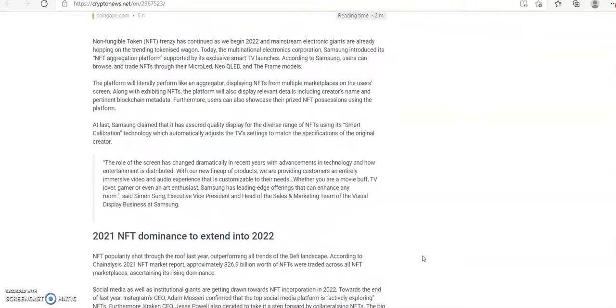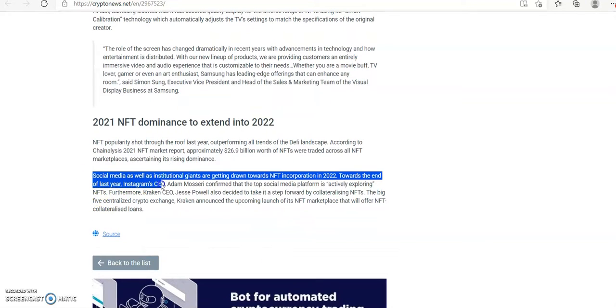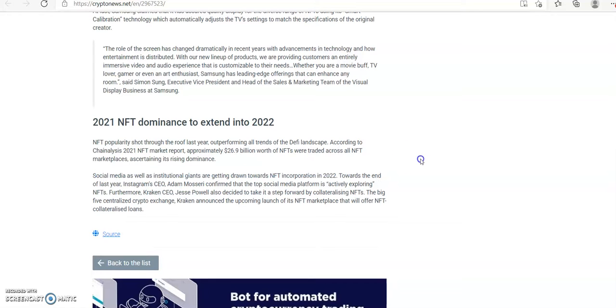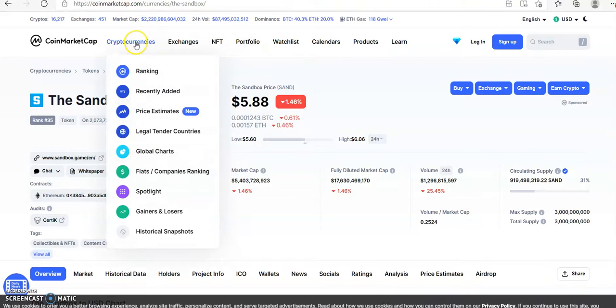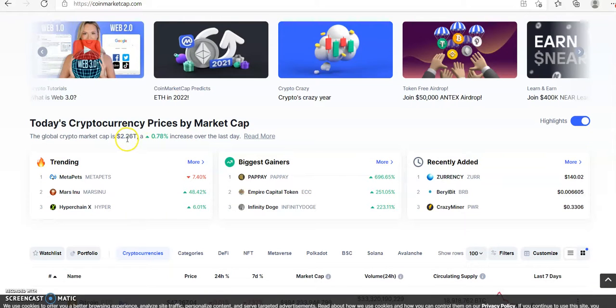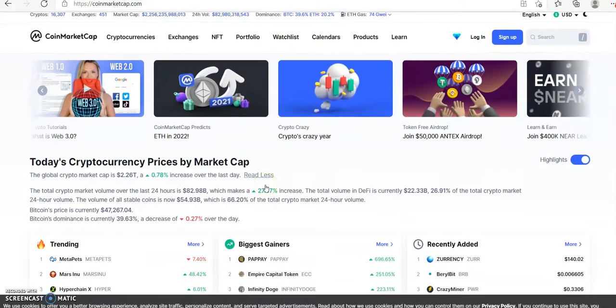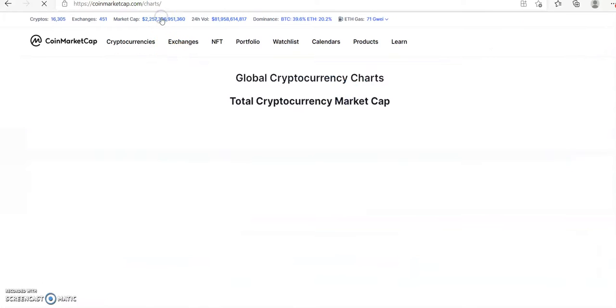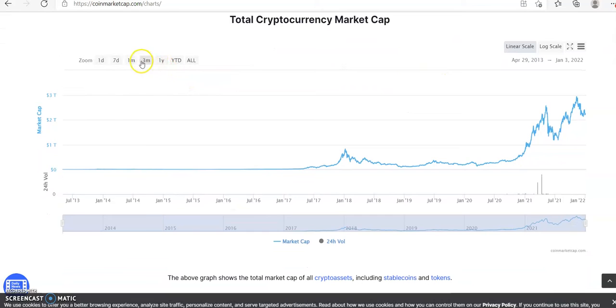Or in crypto, I don't know what you're waiting for, okay? Now, social media as well as institutional games are getting drawn towards NFTs, okay? Now, if we look at CoinMarketCap and we just do cryptocurrencies by ranking and we look at the market cap, we see it's at 2.26 trillion. That's where the market cap was, okay? The global market cap.